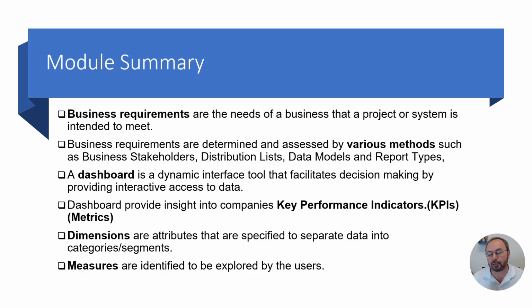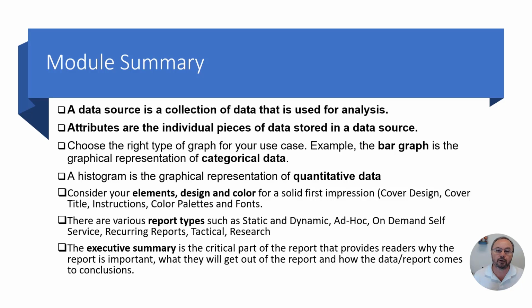Whatever that KPI is that's used, those are considered measures in a lot of scenarios, especially if it's a revenue-based organization. So, a data source. This is a collection of data that's used for analysis. Now, attributes are the individual pieces of data stored in a data source. I highlighted those both for a reason, because these can be confusing. Be aware that the data source and attributes really work together to provide what's needed for analysis.